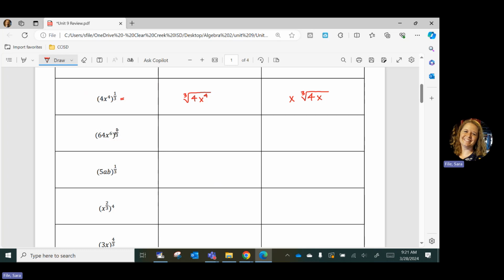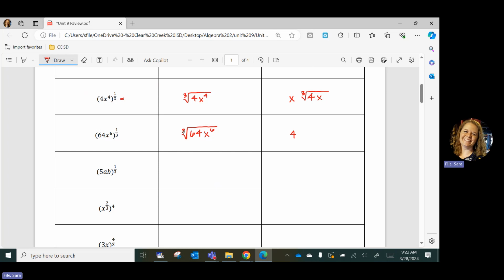Here I'm going to do the same thing. I'm just going to rewrite this 1/3 power as a cube root, and then that's 64 x to the 6th underneath. The cube root of 64, I believe that's one that we can take the cube root of. Some of you can do that in your head, some of you can't. Remember how to do that in Desmos: you have to go into the function button and scroll all the way down to get your cube root. But the cube root of 64 is 4.